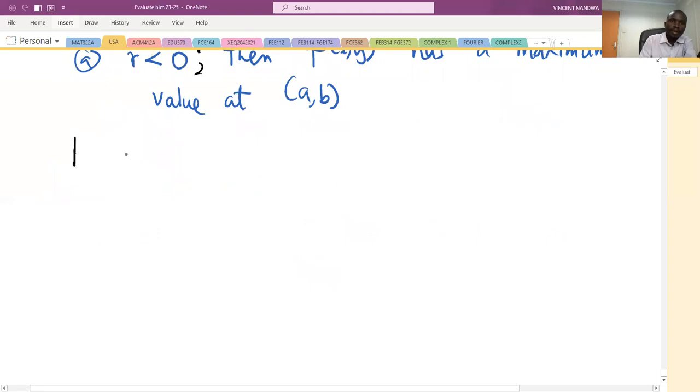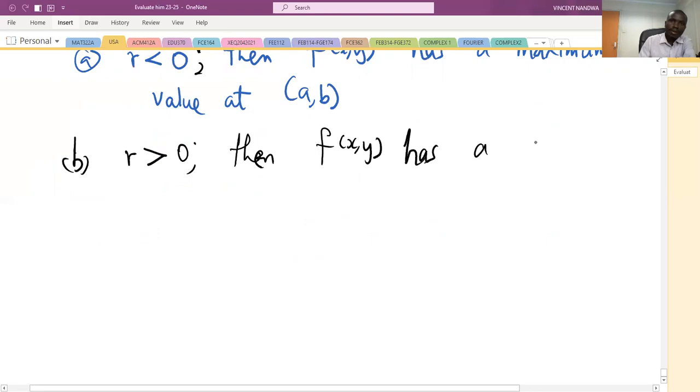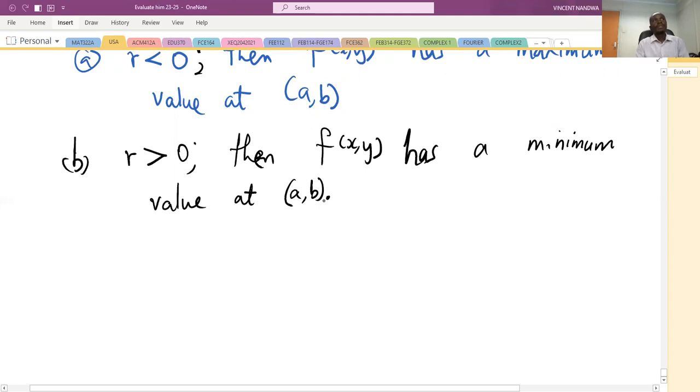B, if R is greater than 0, then the function f of xy has a minimum value at AB. So if the second derivative with respect to x is positive, then the function has a minimum value.